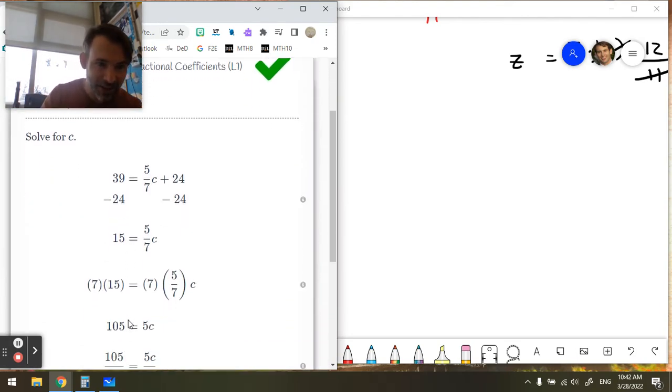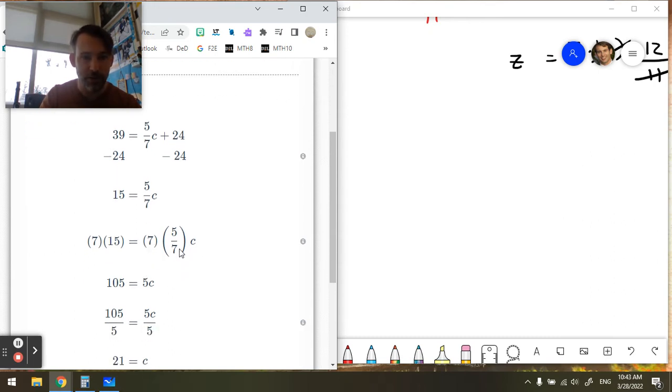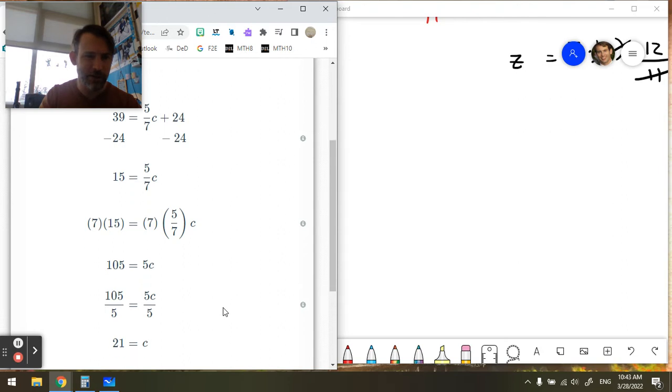Yay! Okay, and let's check there. So they subtracted 24 from both sides, like I said. They get here. They do it in 2 steps. They multiply by the denominator. Cool. And then they get 105. I can't really do that in my head as easily. And then they divide by 5. I don't like doing that in my head.